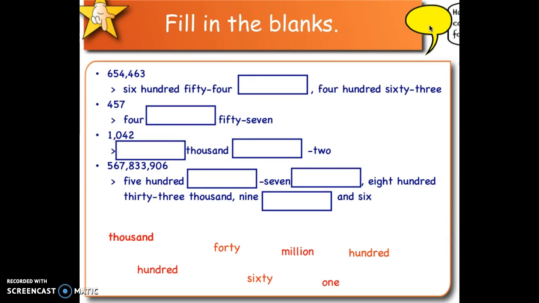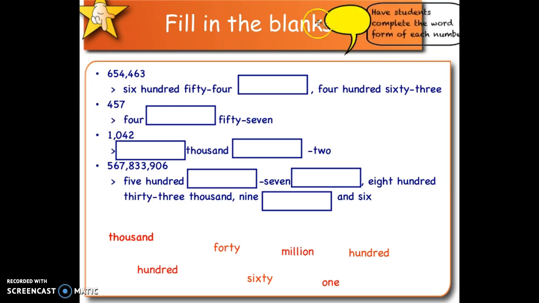All right. On this slide, we are going to fill in the blanks. The numbers are written in standard form, and we are going to convert them into word form. The first one is 654 blank 463. What do you think goes there? That's right, 1,000. 654,463. The next one, 4 blank 57. What do you think goes there? That's right, 457. The next one, blank 1,000 blank 2.